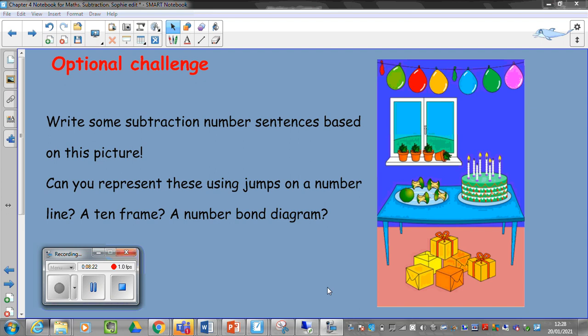Choose your number sentence that you want to work on, whichever items you are going to base it on, and I want you to represent these using jumps on a number line, a 10 frame, a number bond diagram, or maybe you want to use a different method. It's over to you. Whatever you want to explore is absolutely great. And I'm going to whiz back to me.